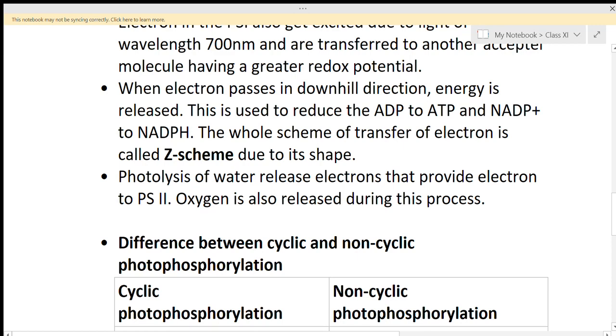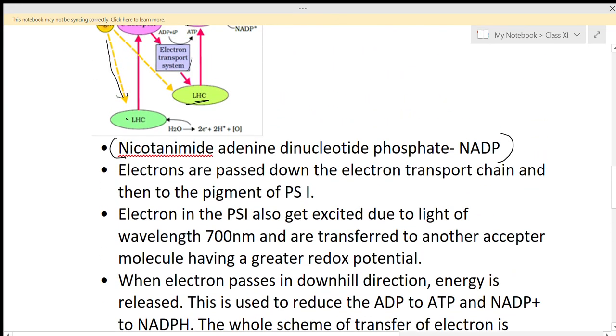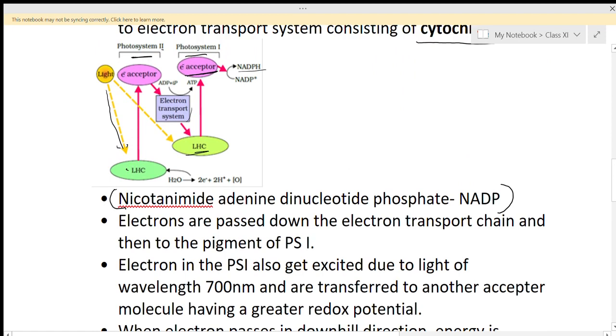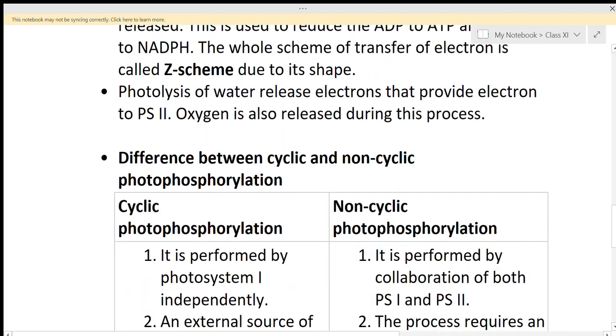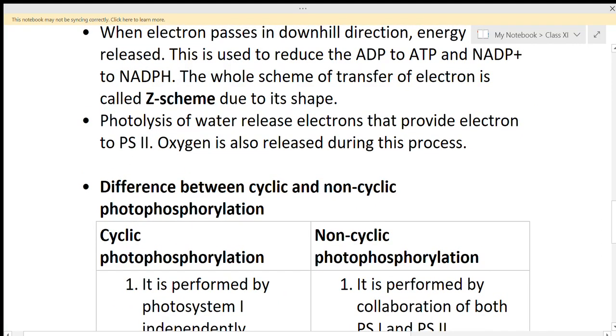Photolysis of water releases electrons that provide electrons to photosystem 2. Oxygen is also released during this process. Whenever light is absorbed by photosystem 2, photolysis of water takes place, due to which protons and oxygen are released. Electrons, protons and oxygen are released by the splitting of water molecules, so from the water molecules electrons are released.